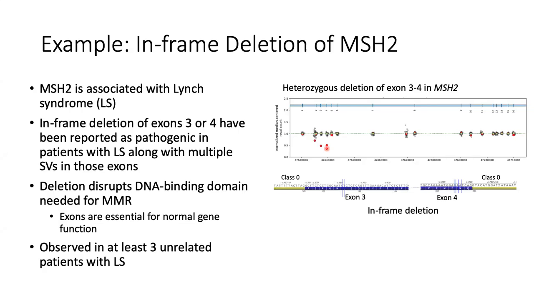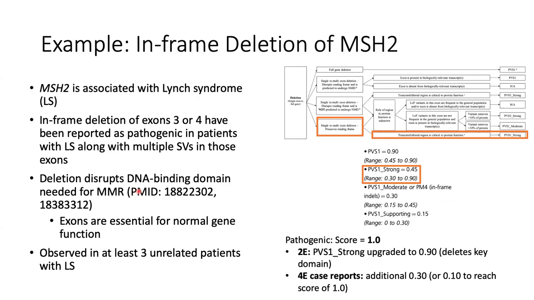Okay, so we got here in-frame deletions of exon three. We know that MSH2 causes Lynch syndrome due to haploinsufficiency. This deletion, importantly, disrupts the DNA binding domain that is needed for mismatch repair, and it may be essential for the normal gene function. So again, I take that rubric, go all the way to 2E.